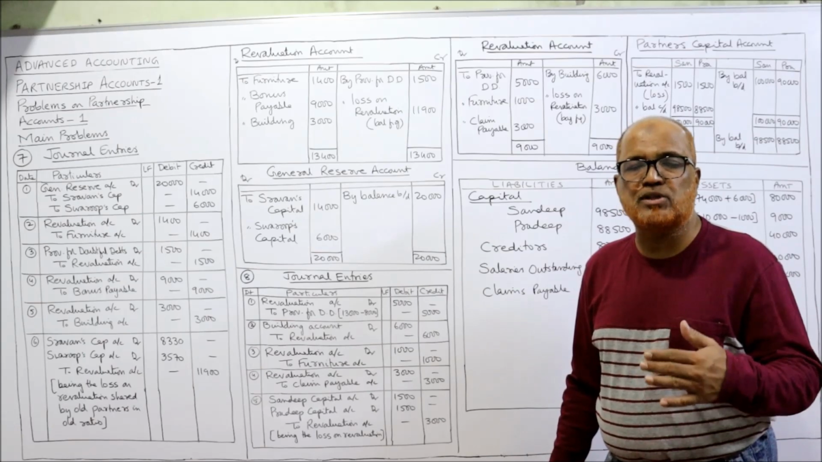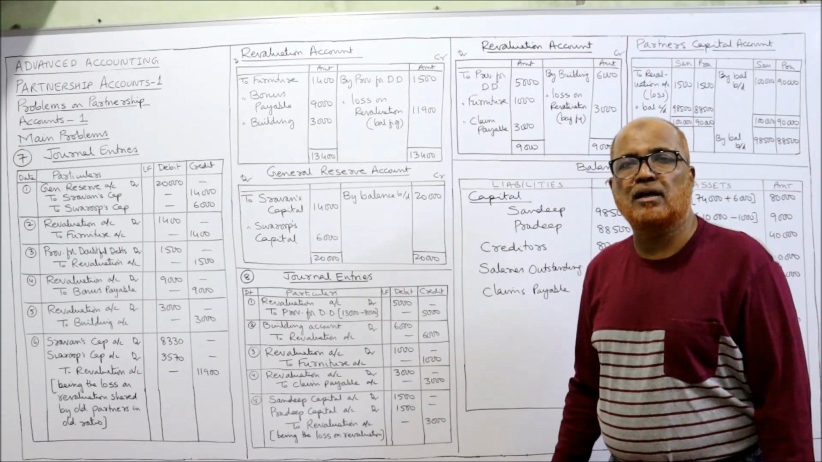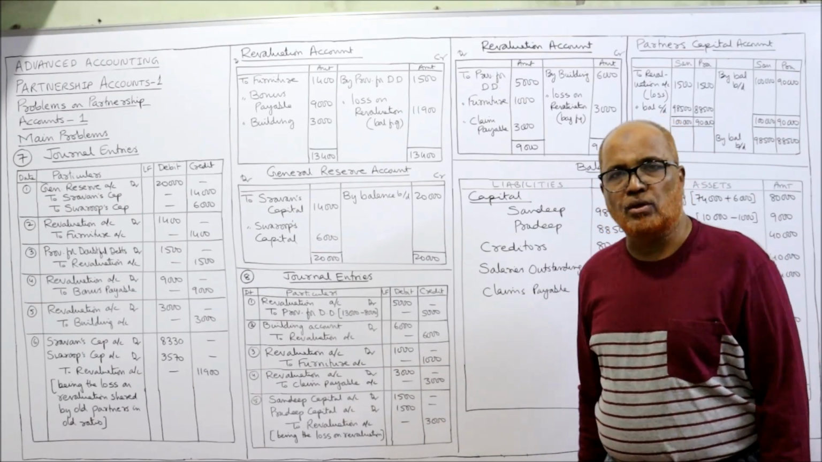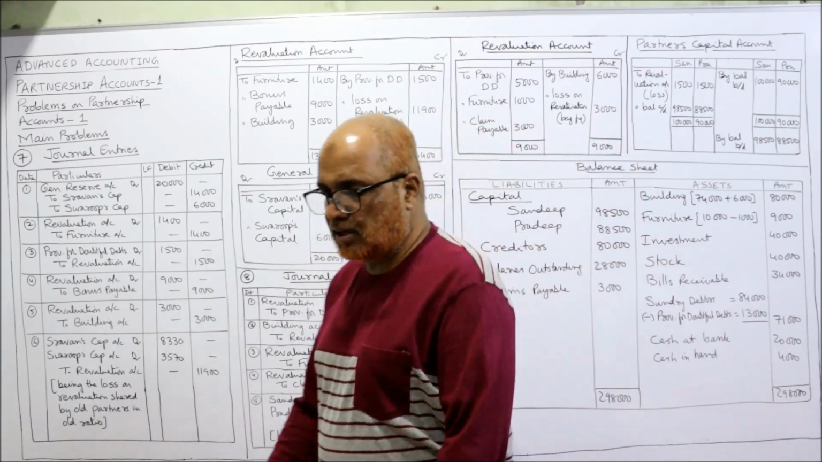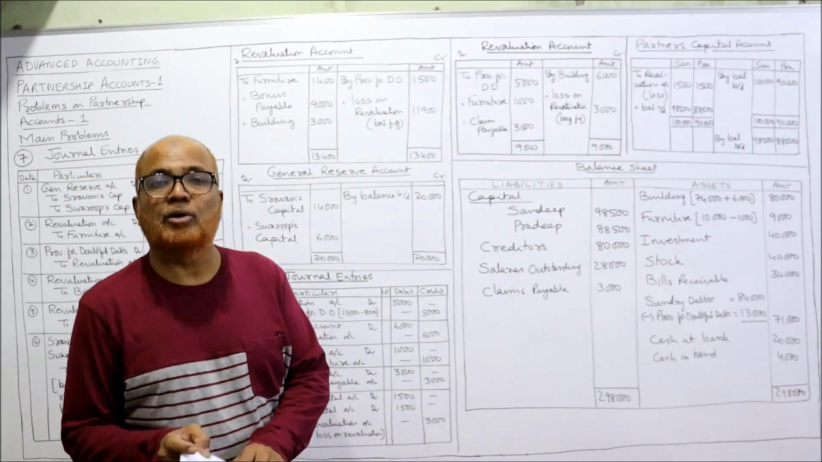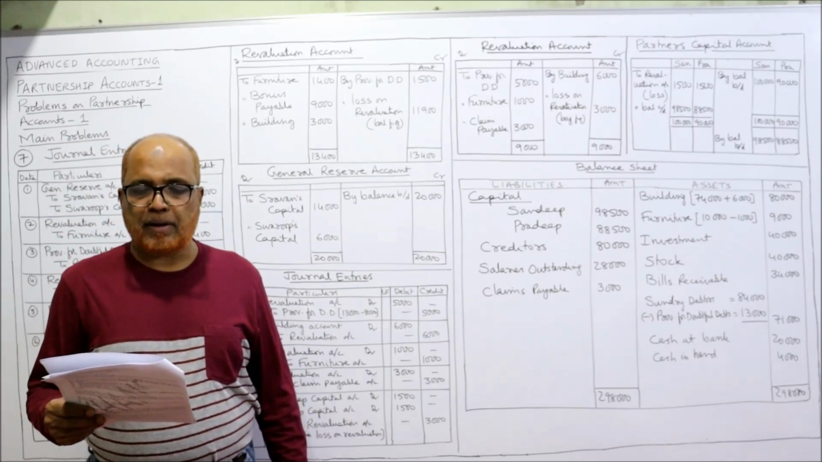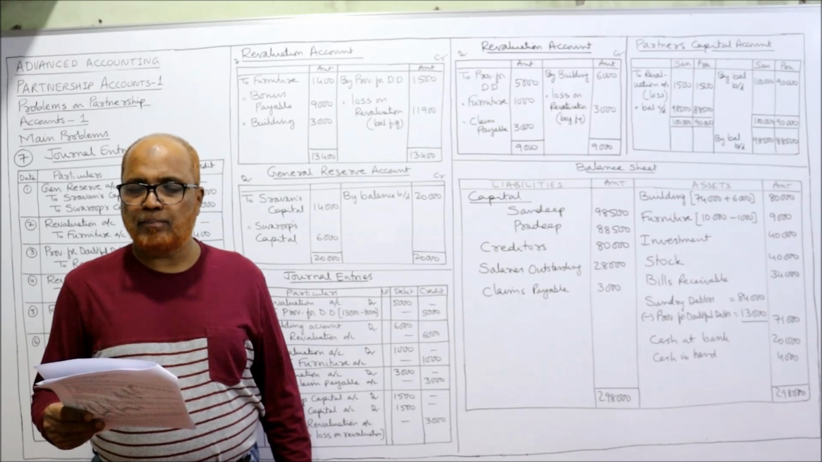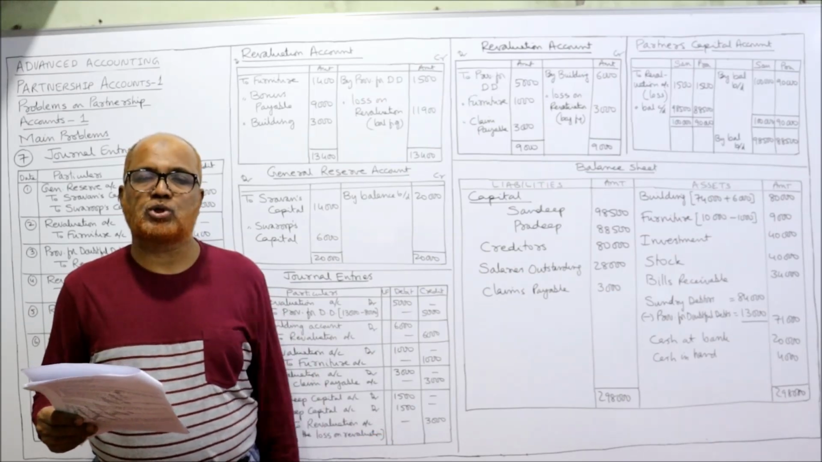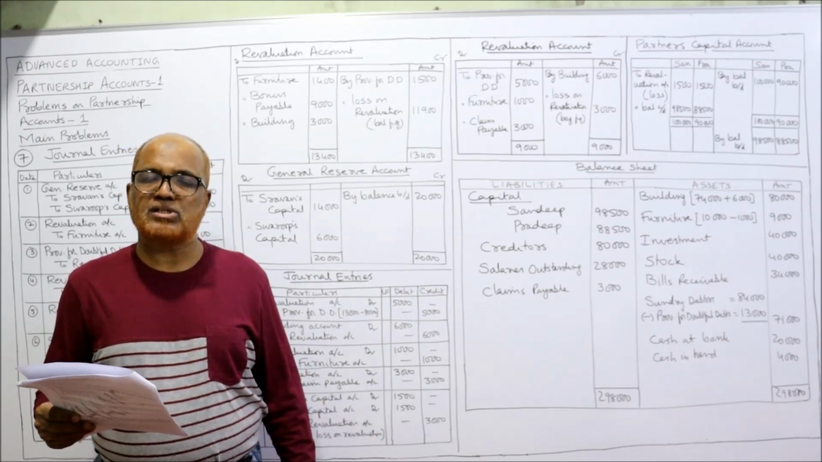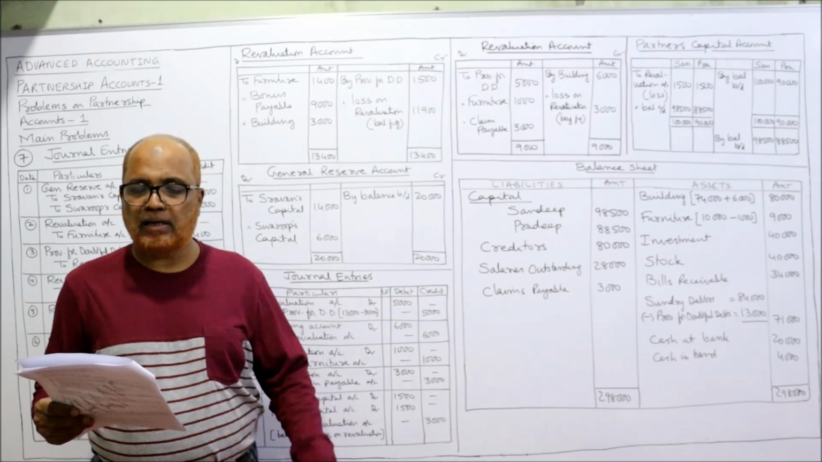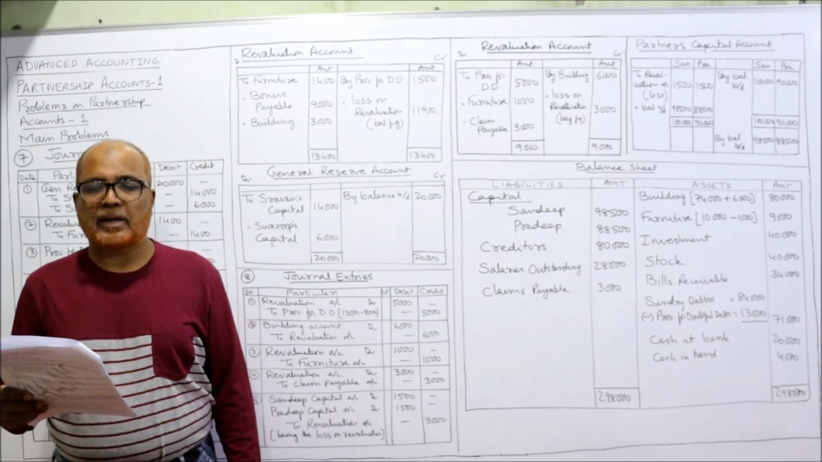What are the adjustments to be made when a new partner is admitted? That's all. Now I am going to explain to you about this eighth problem. See the eighth problem. Sandeep and Pradeep are partners sharing profits in equal proportion. That means whatever profit or loss is there, that will be shared equally by Sandeep and Pradeep.